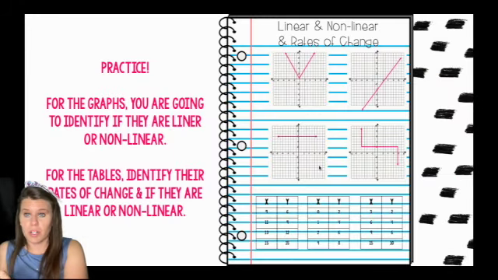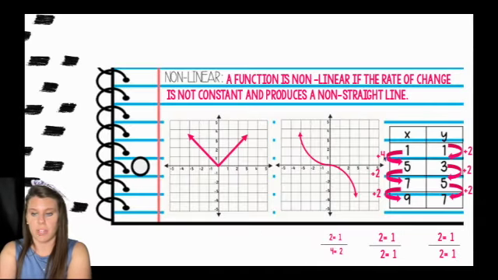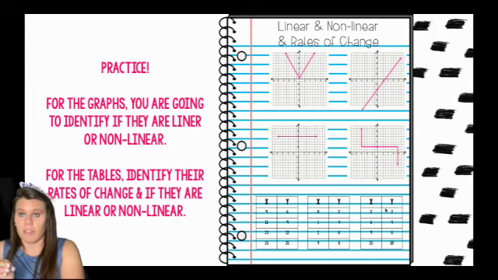So here's what you're going to do. You're going to practice. For the graphs, you're simply going to label them linear or non-linear. And for the tables, you're going to identify their rates of change, like how we did right here, how you counted from one number to the next. And you're going to identify if they're linear or non-linear. It's linear if it has the same numbers increasing and decreasing every time, and it's non-linear if they don't. So you're going to press pause, and when you're ready to see the answers, press play.